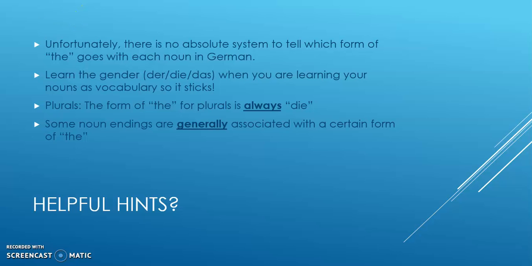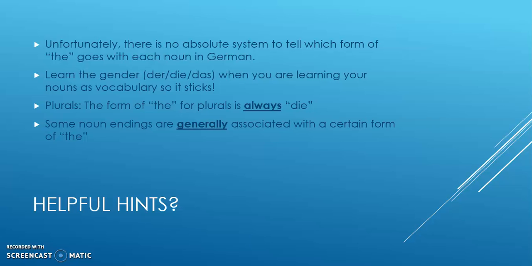Something that is absolute in German, however, is that plurals, so when you have multiple of an object, so pencils, dogs, computers, the form of the for plurals is always die. So if we think about a word like der Hund, it's der Hund, so it would be a masculine noun. But if we're talking about plural, so die Hunde, even though it was der before, in the plural, it's going to be die, no matter what. So that's something that makes it a little bit easier.